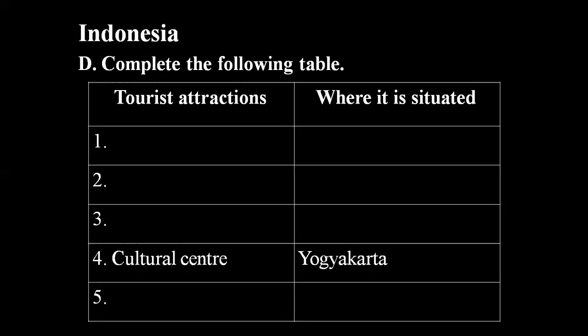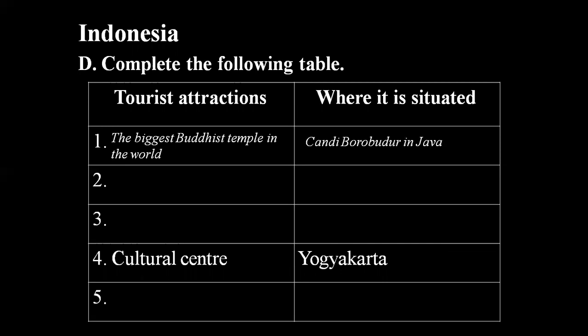Indonesia. Complete the following table. Tourist attraction, where it is situated? The biggest Buddhist temple in the world, Borobudur Buddhist temple, in Java. Number two, Bromo, in East Java.